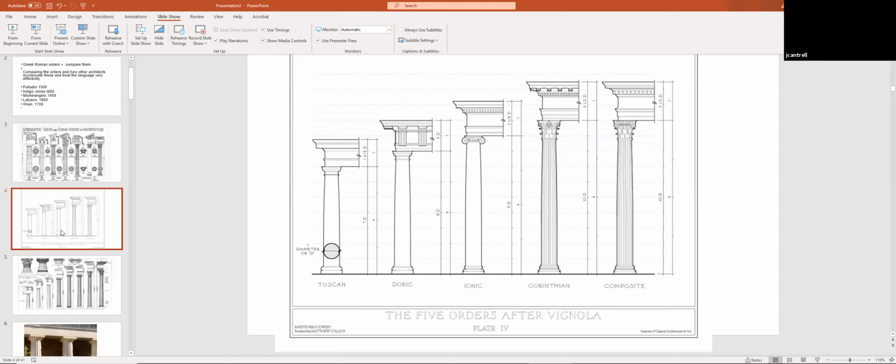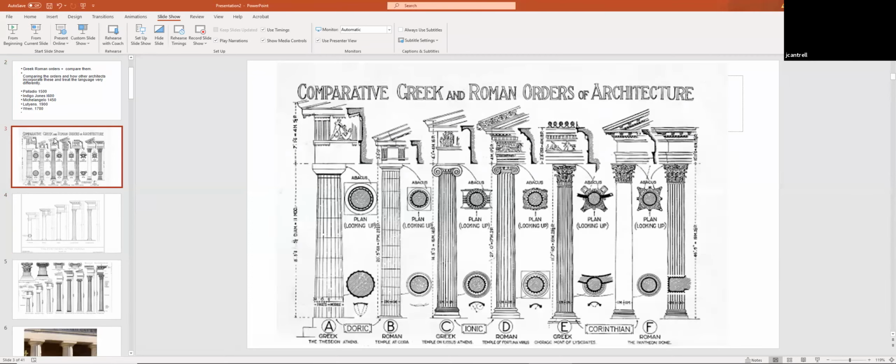The 3 main orders are Doric, Ionic, and Corinthian. Then, of course, if you remember, Tuscan was introduced during the Romans, and then Composite was added later during the Renaissance. So really specifically, a lot of people have been asking me, what is the main difference between Greek orders and Roman orders? Let's look at this chart carefully.